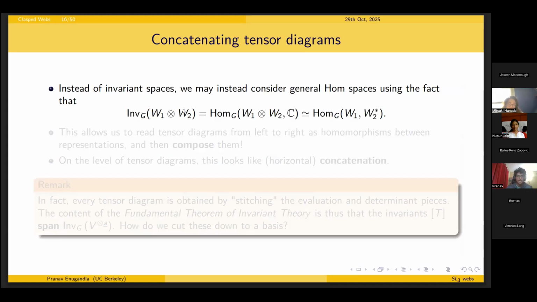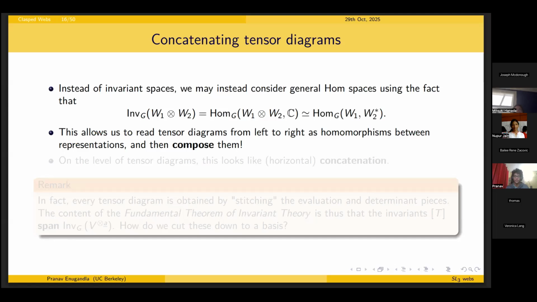Right? And as before, instead of thinking of invariant spaces as just maps into the trivial representation, I could do this sort of dualizing game where I dualize this W2 factor, send it over to the other side, and then I can think of this as a more general Hom space. So it's a morphism between two SL3 representations. And the benefit of thinking of it this way is when you have two functions, if they're compatible, then you can compose them. And I want to think about composing these tensor diagrams.